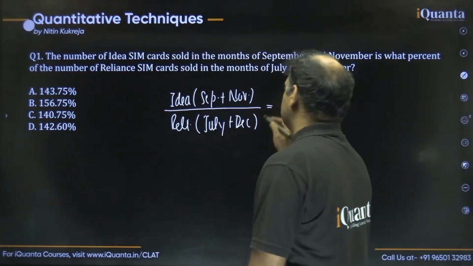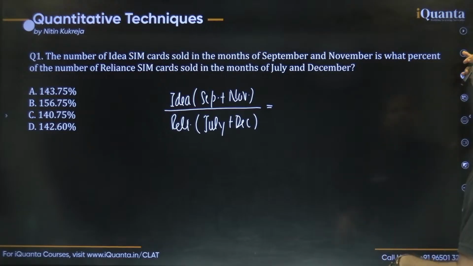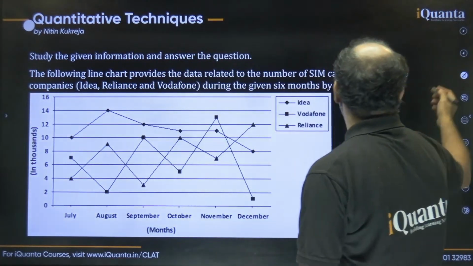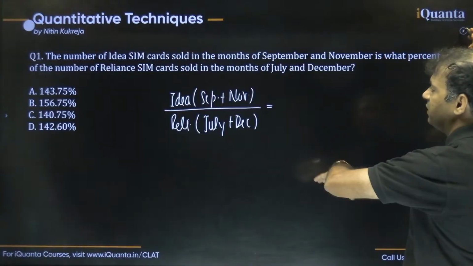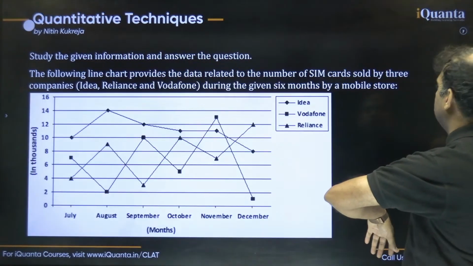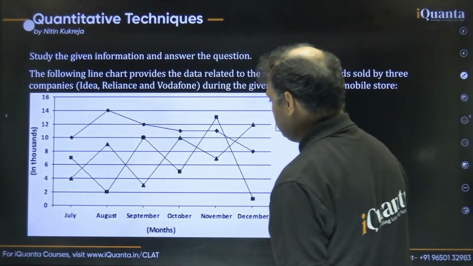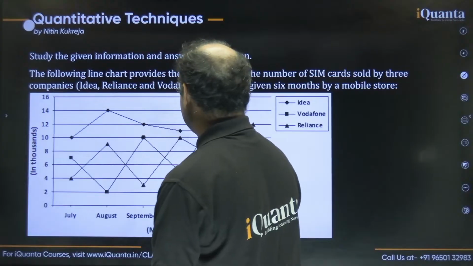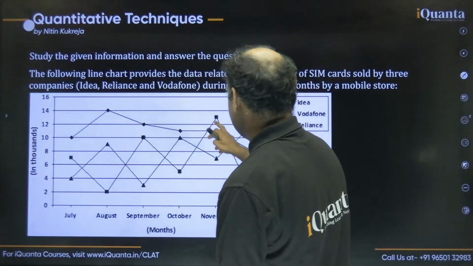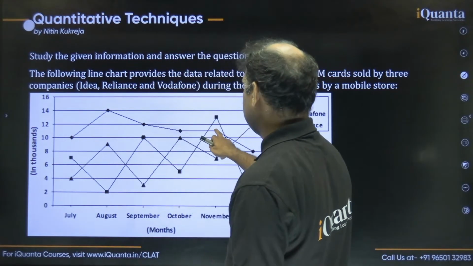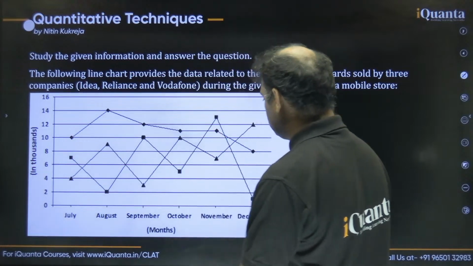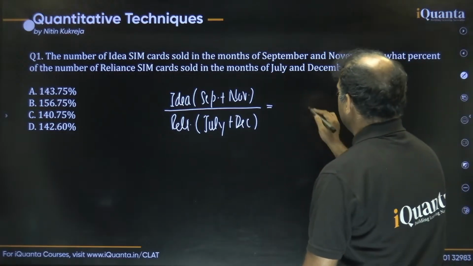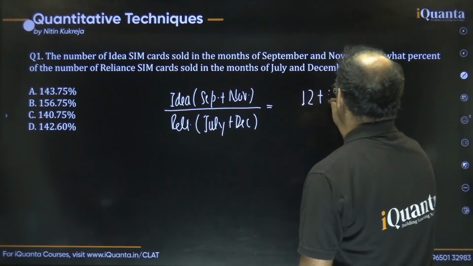Okay, so let's look at Idea for September and November. The line of Idea is the rhombus, right? So they're asking about Idea sold in September and November. Let's see where September and November are. This is Idea, and the September month is here, so this is 12. You can say that, right? And November, we'll say what? This is going here, so you'll say 11, right? So 12 and 11. Okay, simple: 12 in September, 11 in November.